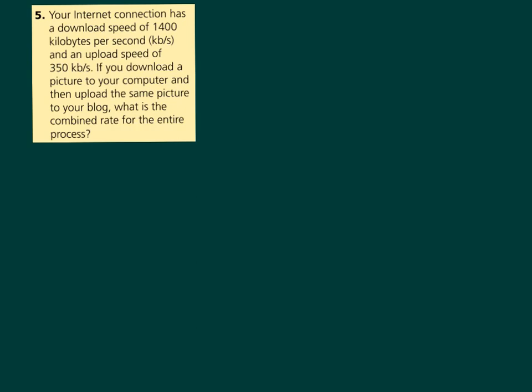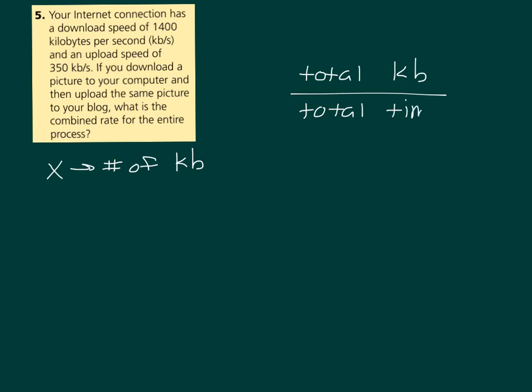All right, in this problem with internet connection, what we're going to do is we're going to say that x is the number of kilobytes for the picture. So to find the combined rate, what we need to do is get the total number of kilobytes divided by total time. That's going to give us the total kilobytes per second, which should make sense. The difficult part is how do we write expressions that give us the total number of kilobytes and the total time. Total kilobytes is the easy one.